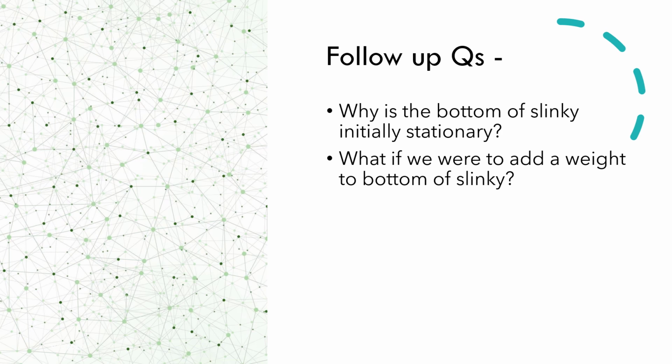Some follow-up questions are, why is the bottom of the slinky initially stationary? This is due to the forces in the y direction canceling out. The tension force of the slinky is similar to a spring and counteracts the gravitational force, which is of equal and opposite magnitude. Next, what if we added a weight to the slinky? Depending upon if the tension force of the slinky is higher, the slinky may or may not stay stationary.